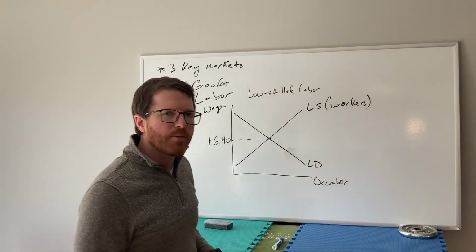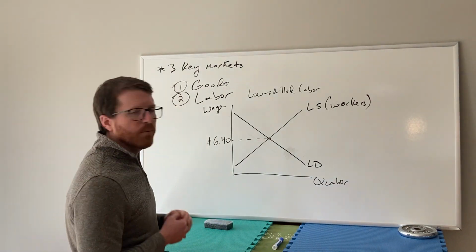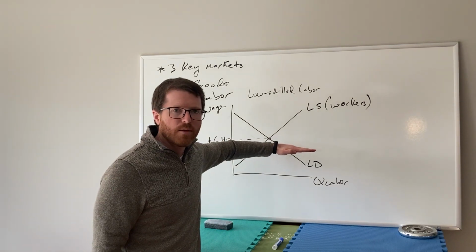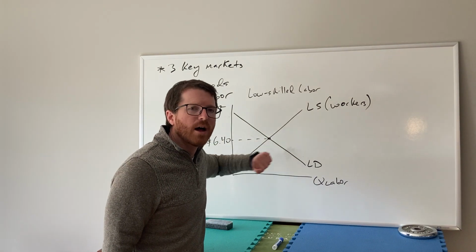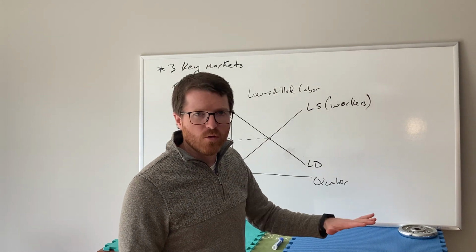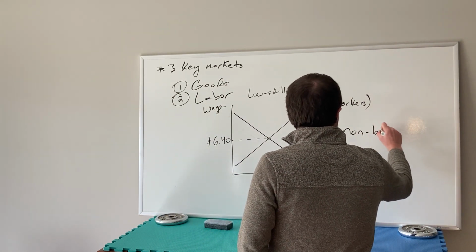Now let's think about what happens when you impose a minimum wage on this market. So one possibility would be to place a $4 minimum wage, okay? If you place a $4 minimum wage, the market is going to completely ignore it, okay? This is called a non-binding minimum wage.